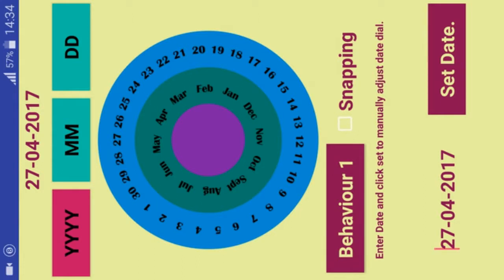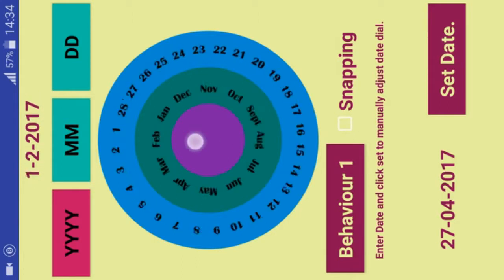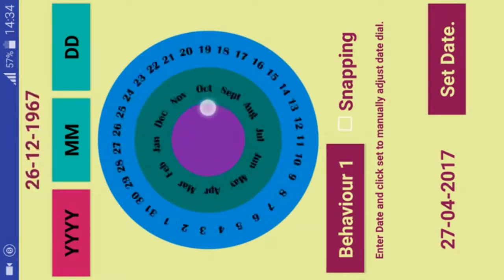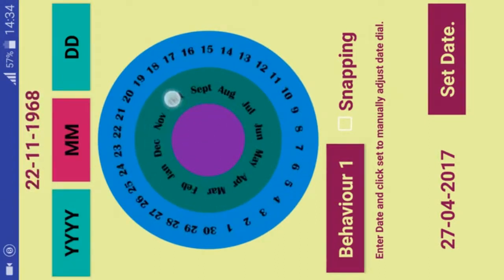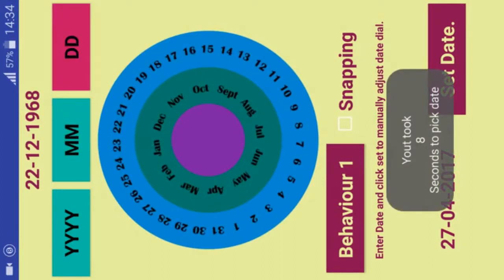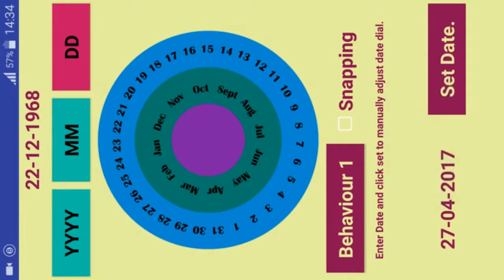So I'm going to choose December 22nd, 1968 again. Here we go. Okay, that took 8 seconds. As you can see, that's significantly faster. Normally, it's not that much faster. The fact I chose the date that quickly is more luck than judgment. But I'm doing this on a handheld device. On a bigger device, it's normally significantly faster.